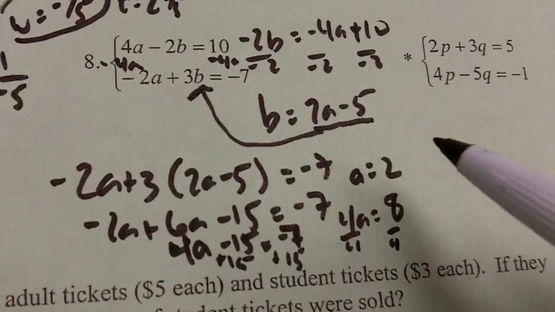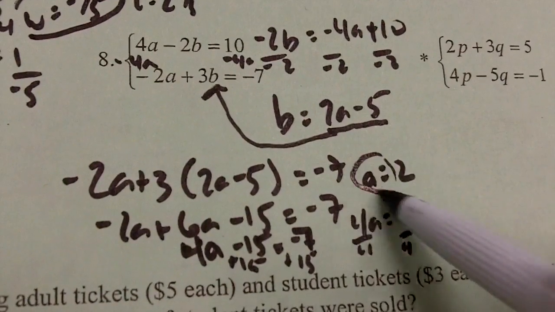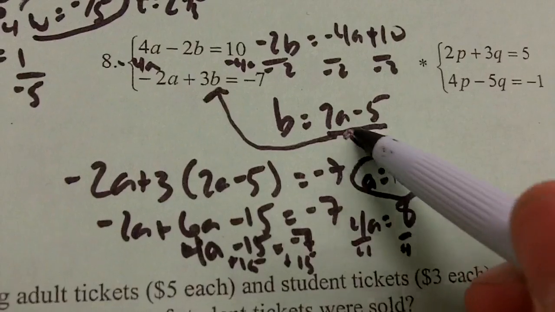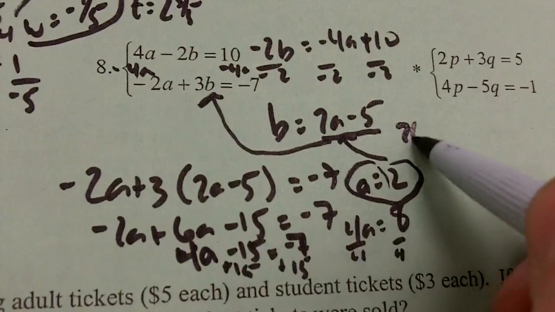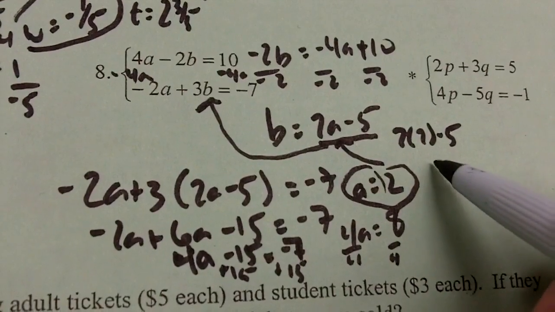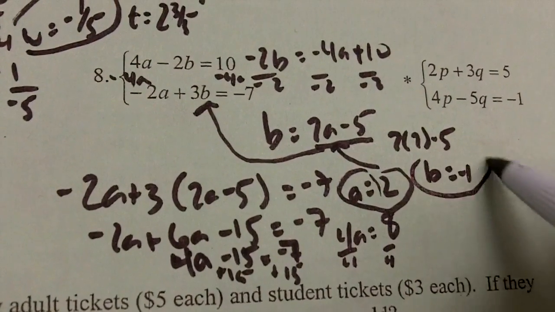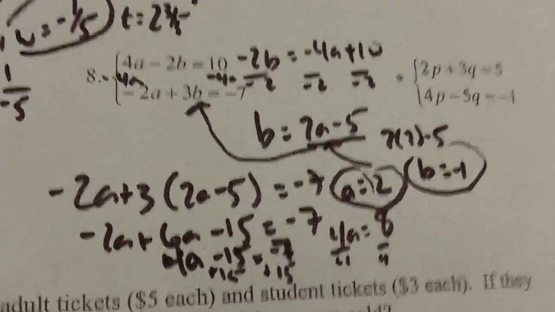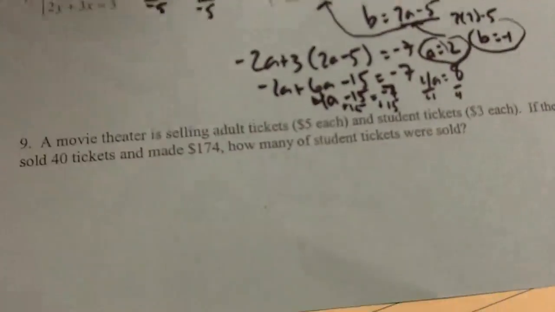Do I know both? Do I know a and b now? No, but I can go plug this in here. And 2 times 2 minus 5 is negative 1. 4 minus 5 is negative 1. b equals negative 1. I got them both. Done. Let's look at this word problem at the end and then we'll get done.